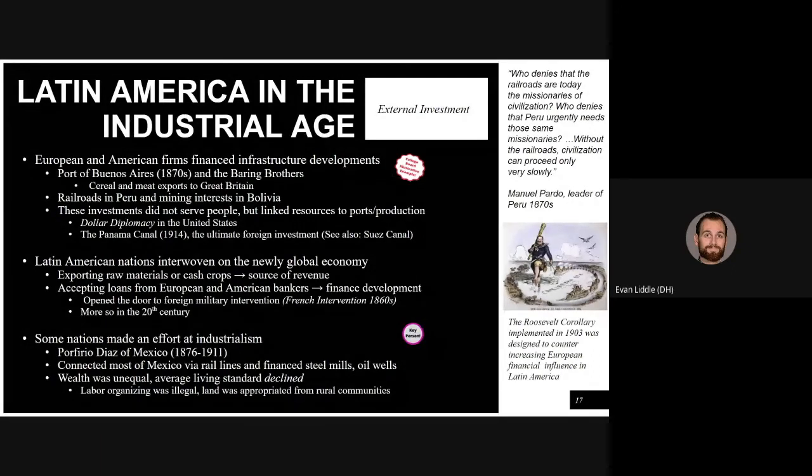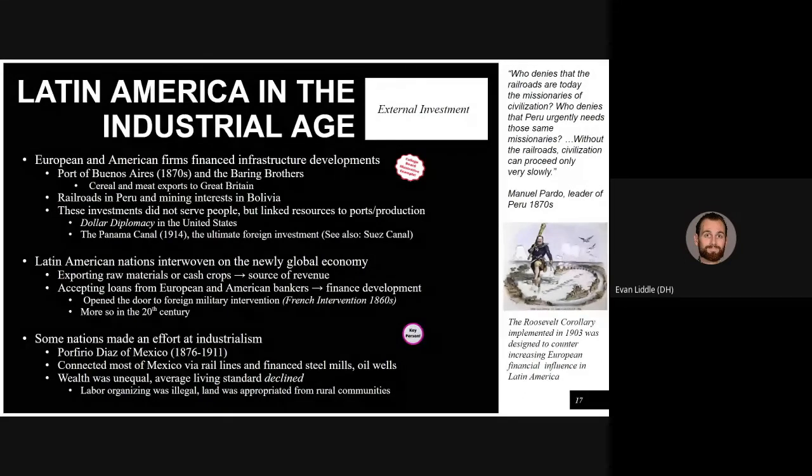And perhaps the ultimate example of the foreign investment in Latin America would be the Panama Canal, which was completed in 1914, which linked the Pacific and Atlantic Oceans. This was financed first by a French company and then later by the United States. There's sort of the question of how much it benefited the people of Latin America, because until the late 20th century, it was controlled by the United States. Only a fraction of the funds, the tolls paid through the canal, went to the state of Panama.